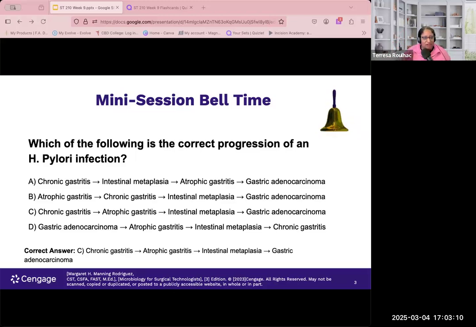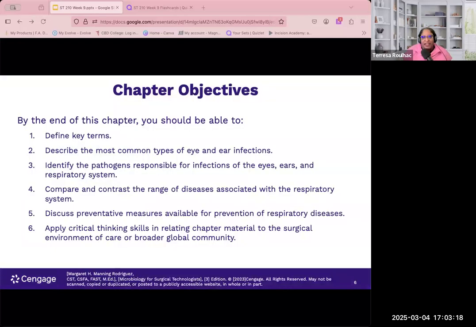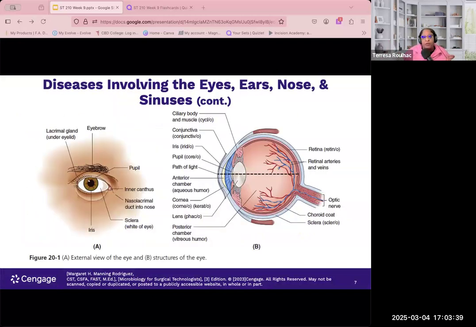Okay. We have a couple more sprinkled at the end, but let's get into today, chapter 20. Our objectives: key terms, common infections, different pathogens, diseases, pretty much what we've been covering when we talk about each system each week. We're also going to look at preventative measures and then how it applies to us in the operating room. Right off the bat, in ophthalmology and eye and ear infections, we're talking about everything that's going to be in this area.